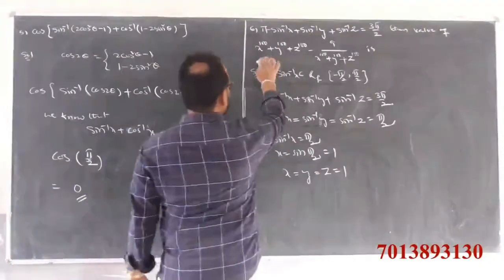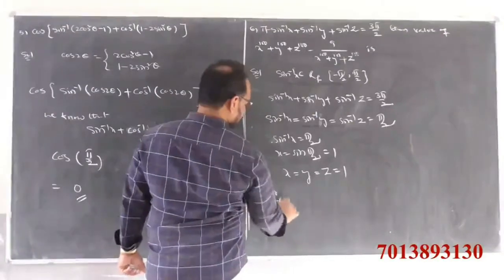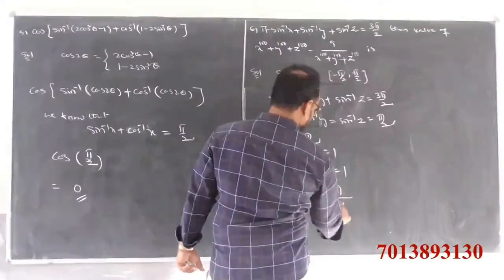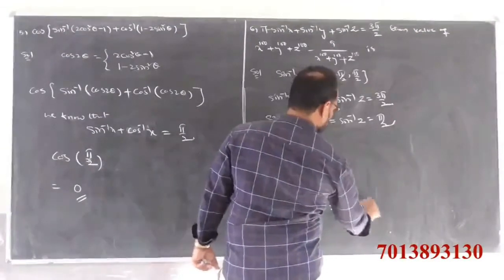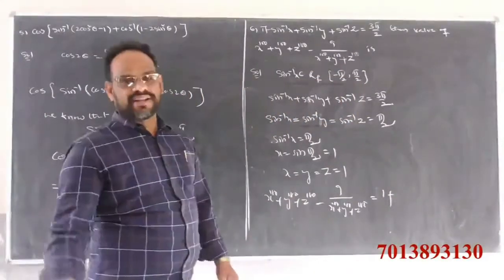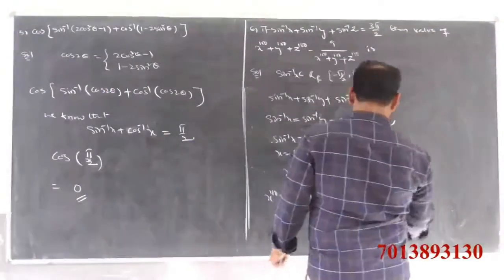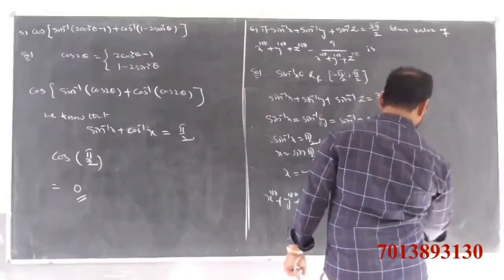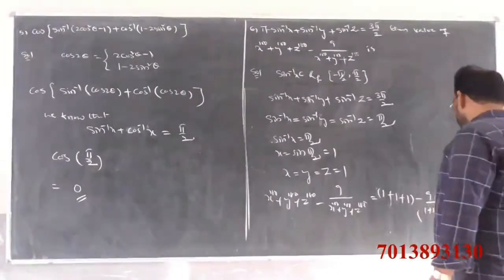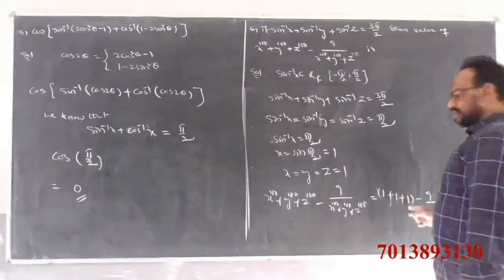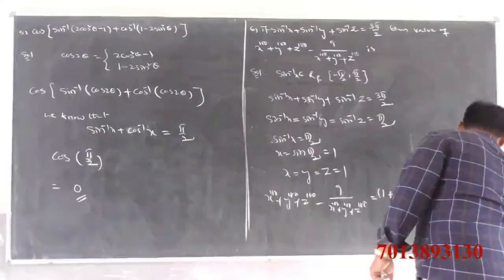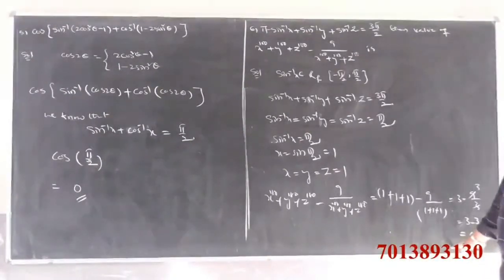So we want x power 100 plus y power 100 plus z power 100 minus 9 by (x power 100 plus y power 100 plus z power 100). X power 100 means 1 power 100, and 1 power anything is 1 only. So we get 1 plus 1 plus 1 minus 9 by (1 plus 1 plus 1), which is 3 minus 9 by 3. That equals 3 minus 3, so we get 0. 0 is the answer.